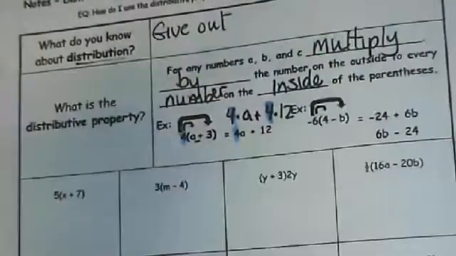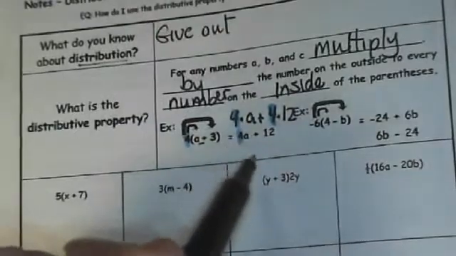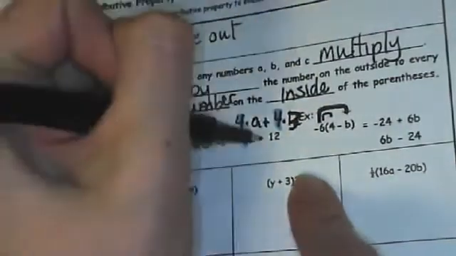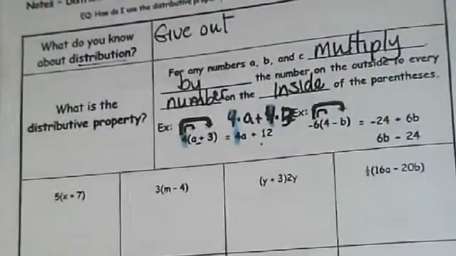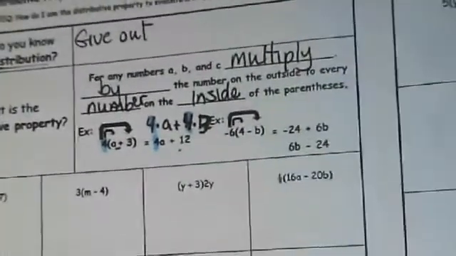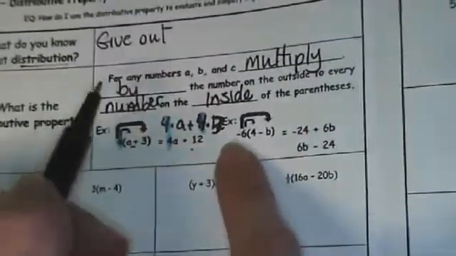So I just simplified. 4 times A is 4A, and then 4 times, oh, this is a 3. Sorry, I made a mistake. This is a 3. So the 4 times the 3 is 12. So this 4 times 3 is 12. So that's simplified.